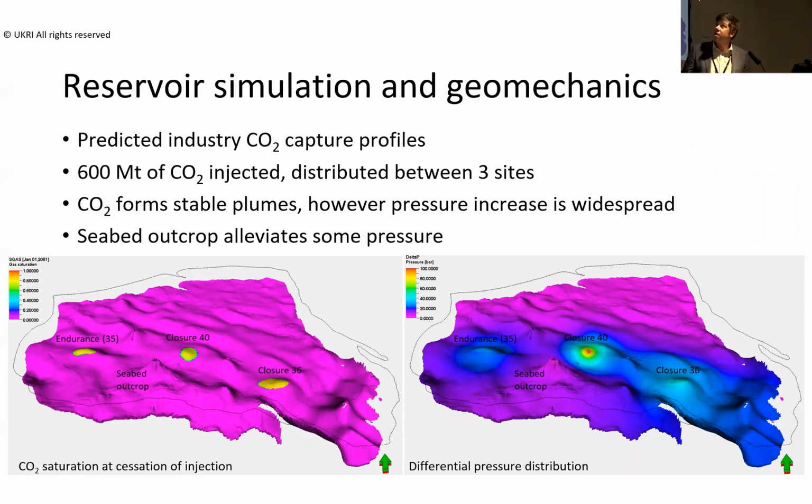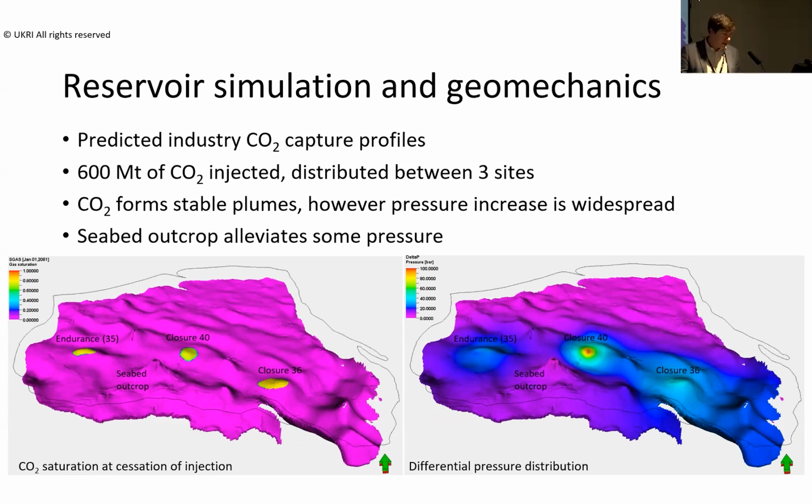In this work, we've taken some predicted industry CO2 capture profiles where we have a total of 600 million tons of CO2 captured over the period. We're basically injecting this into 3 large structural traps, known as Endurance, Closure 40 and Closure 36. This area here is quite a large volume. It's some 80 to 100 kilometers in length, to give you an idea of the perspective. Now, what we see here from the saturation plots, these colored blobs, these are essentially the destination of the CO2 plumes at the end of the injection period. So we see that these are nicely trapped within the target structures.